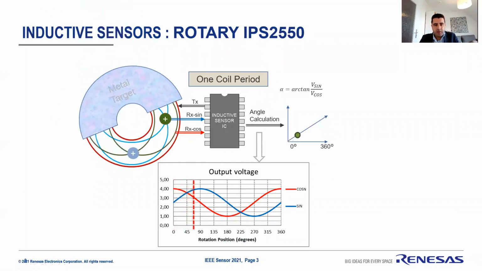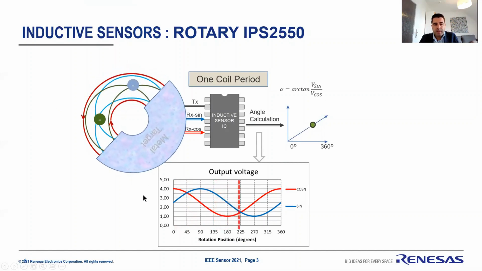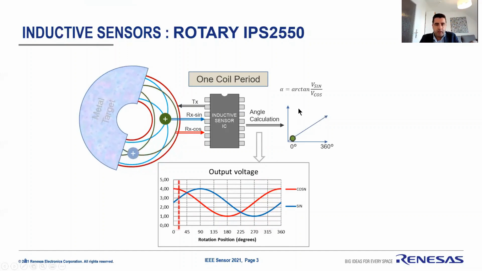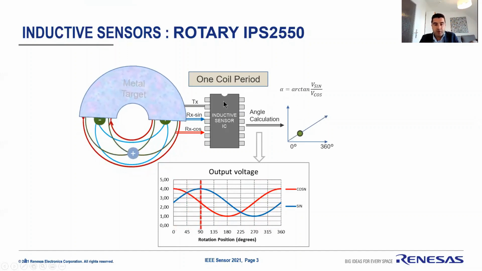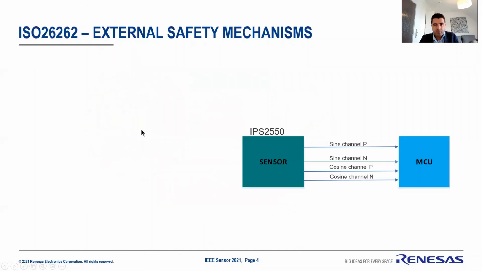When the metal target is rotating a full mechanical rotation, the sensor gives as an output a sine and cosine, full period. By using arctangent, it's possible to calculate the absolute position of the target. So a typical application is an MCU connected to a sensor, where the MCU, the microcontroller, is reading the sensor analog output.